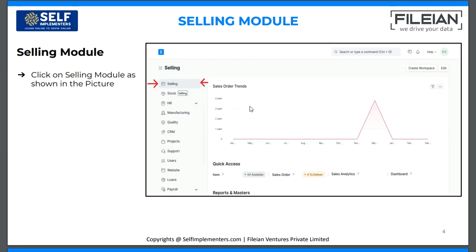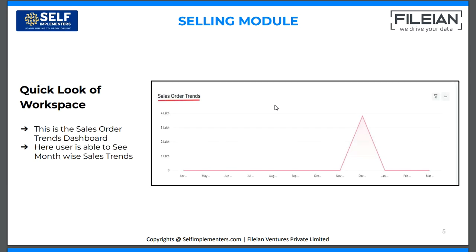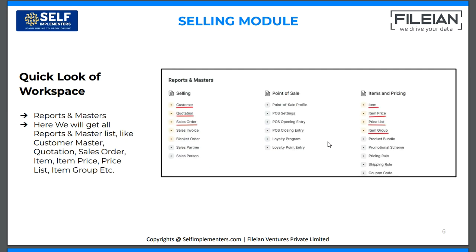Under this we will go through the sale order trend graph chart, and also we will go through the quick look of the selling workspace. Then in reports and master we will see the selling master. Under this we will see the details of customer master, sale order, and item and pricing.